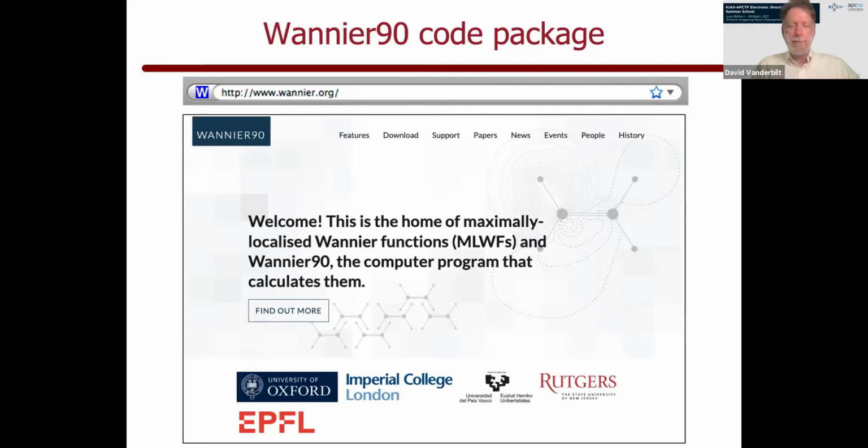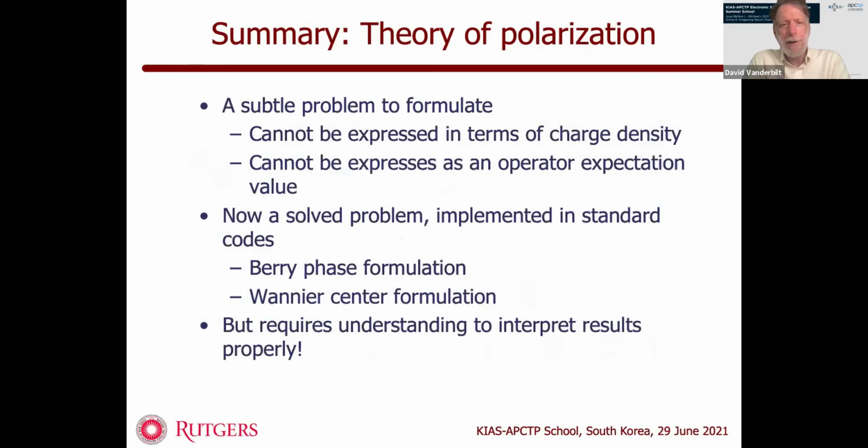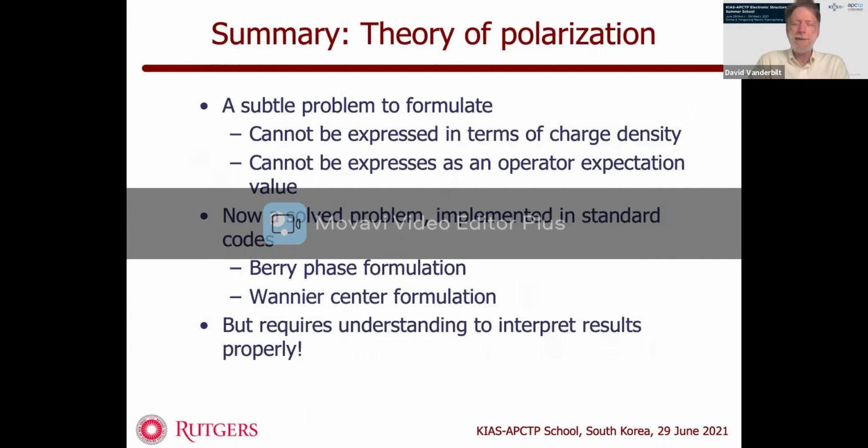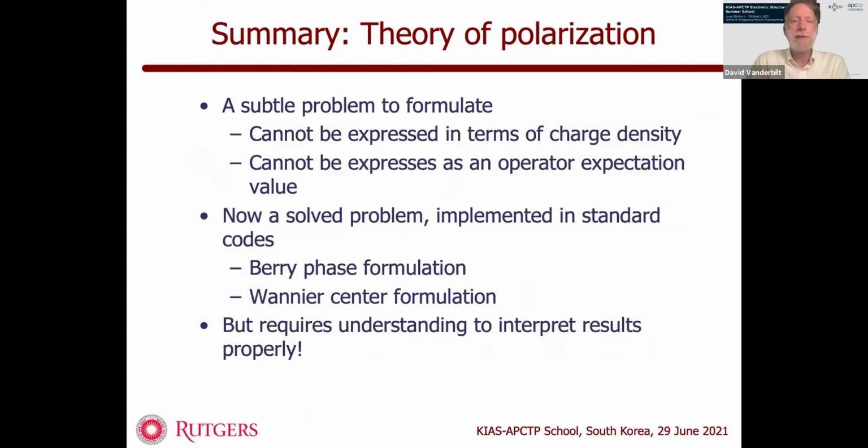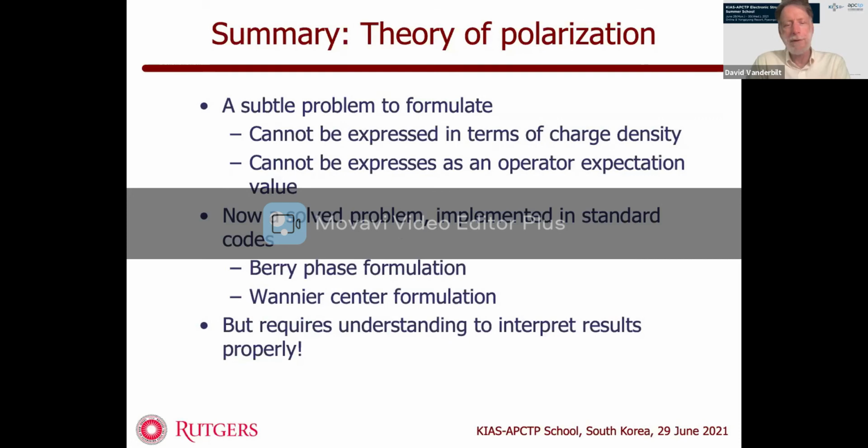So I'll stop there. Again, the problem of electric polarization is subtle to formulate correctly. It was not formulated correctly until about 30 years ago. It cannot be expressed directly in terms of charge density or directly as an operator expectation value, as most of the other things that we know about in physics. Instead, it can be expressed equivalently in terms of Berry phases or in terms of Wannier function centers.